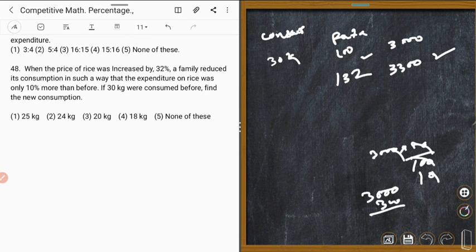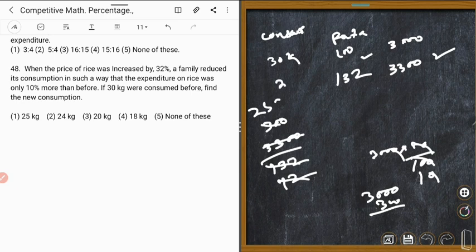New consumption is 3300 upon 132. Right? 11 ones are 11, 11 twos, 11, 300. So 12 twos are 24. Remainder 60, 65. So that is 25 kg. He consumed 30 kg, but now he reduced his consumption by how much? 30 minus 25 is equal to 5 kg.